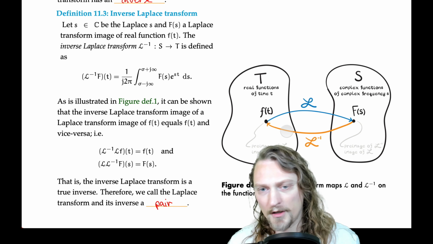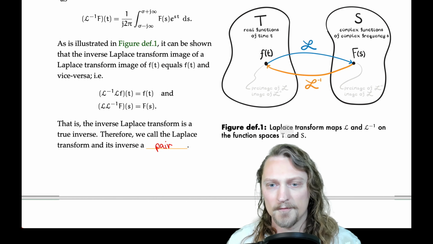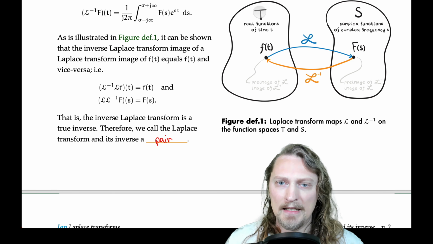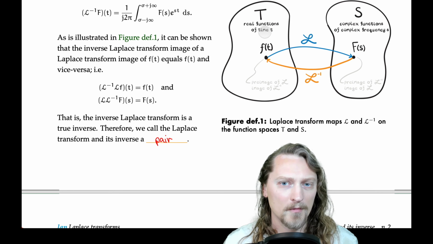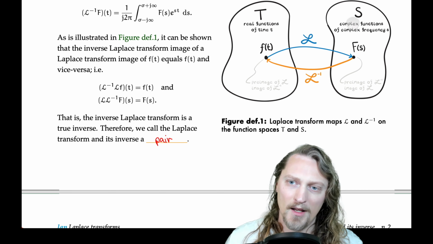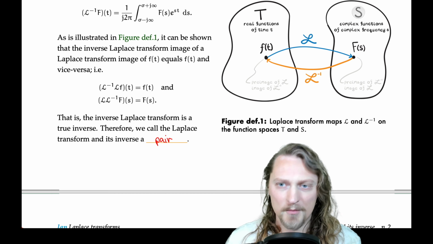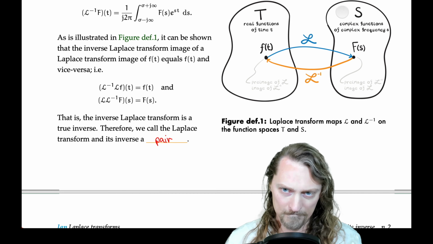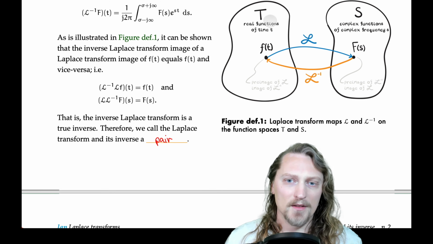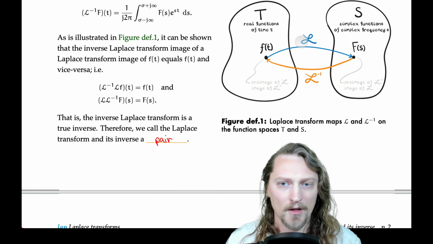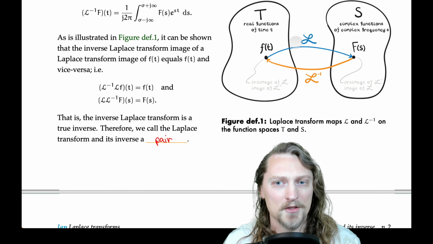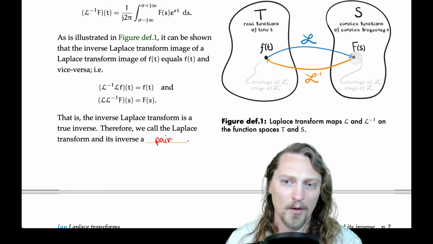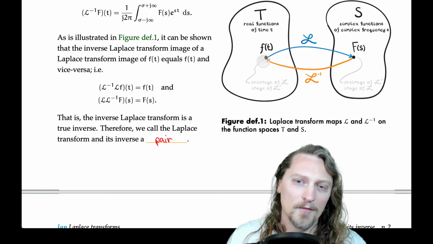Let's take a closer look at this figure, okay? This figure has T, the space of real functions of time, time domain functions, and S, the space of complex functions of complex frequency s. Now, these two spaces can be mapped to each other via the Laplace transform going from T to S and the inverse Laplace transform going from S to T.